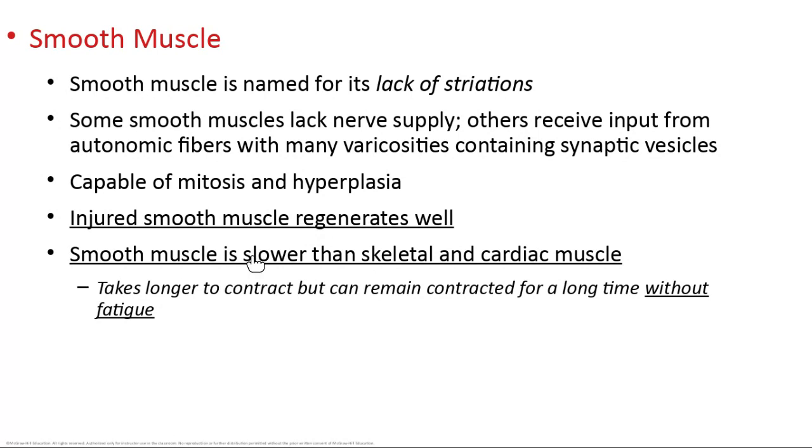Now, smooth muscle contraction compared to skeletal muscle contraction and cardiac muscle contraction is a little bit slower. It's not as quick. But at the same time, the contraction will last longer, and we don't experience fatigue in smooth muscle.